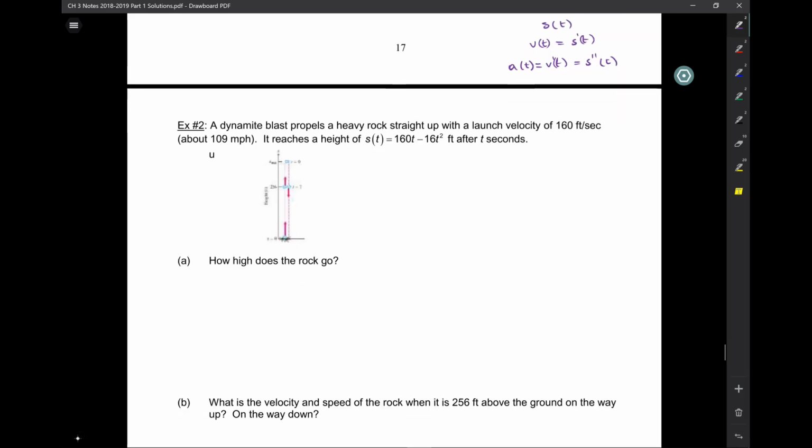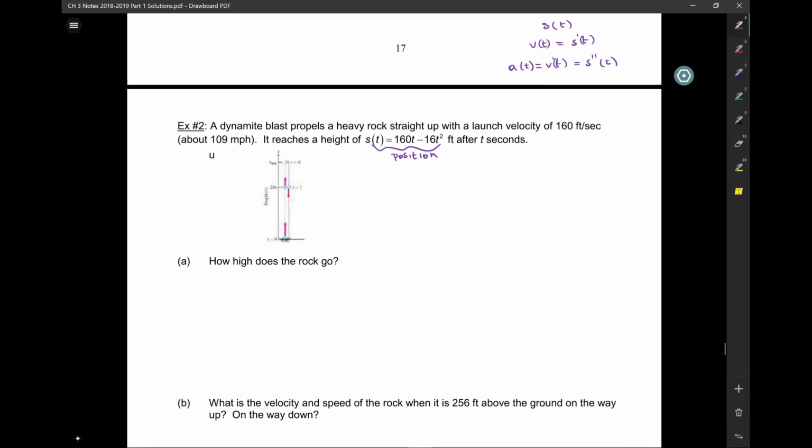Time. Okay. A dynamite blast propels a heavy rock straight up with a launch velocity of 160 feet per second, which is about 109 miles per hour. It reaches a height of this. So that's the position after t seconds, right? So height, position, these all mean the same thing. So this is the position after t seconds. So that's the height of the rock. Boom. Position could be horizontal or vertical displacement.